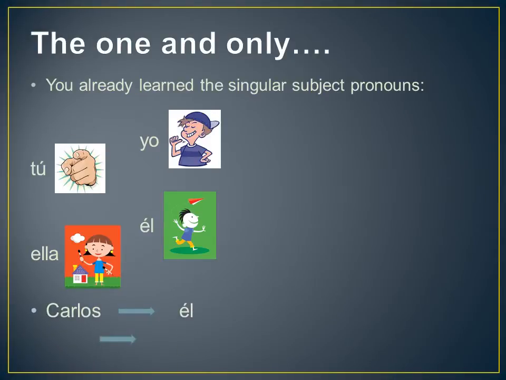If we're referring to a boy and we already know who we're talking about, instead of saying the name, we can say él. For example, if the subject is Carlos, but we already know we're talking about Carlos, we can just say él. If the subject is a girl, we already know who we're talking about, we can say ella, she.